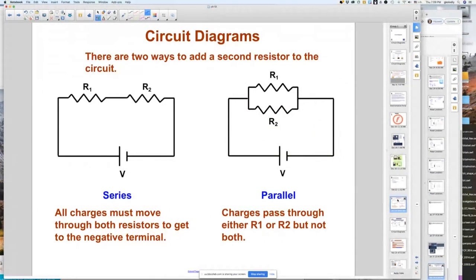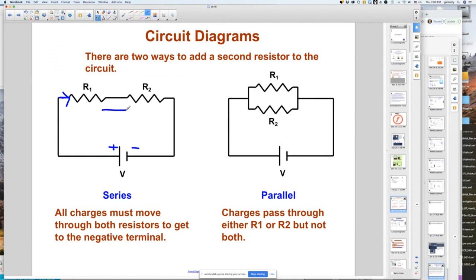Now, in circuit diagrams, there are two ways to add a second resistor to a circuit. One is putting one resistor after the other. This is called a series connection, or one parallel to the other. This is called the parallel connection. The difference between these is this. Current flows through here from the positive to negative, and it flows through there. Now current goes through this resistor, and then it goes through this resistor.